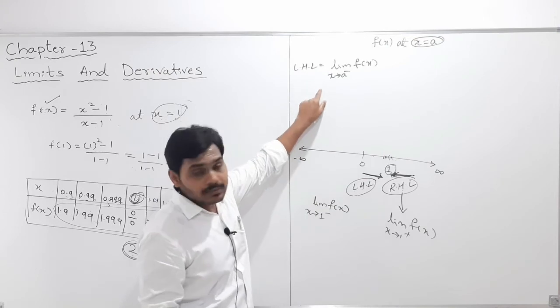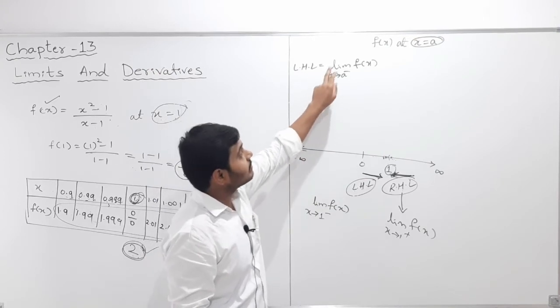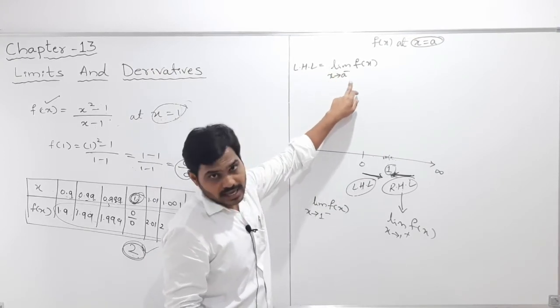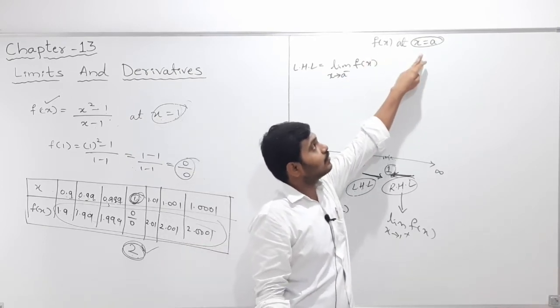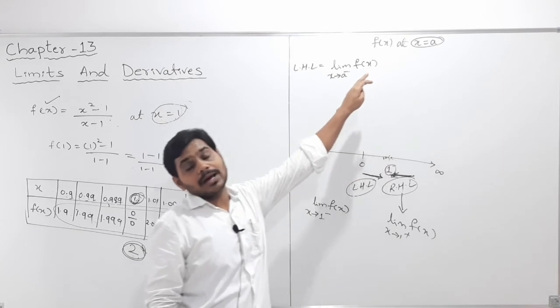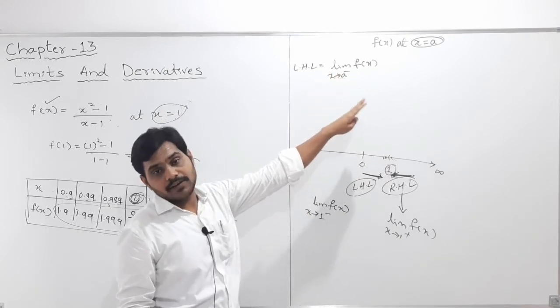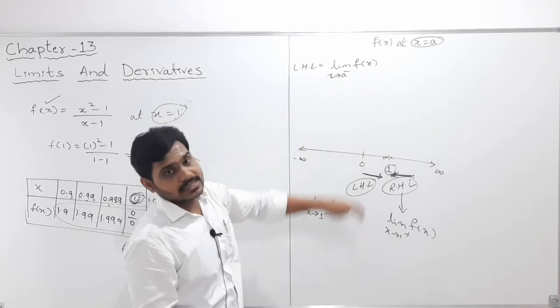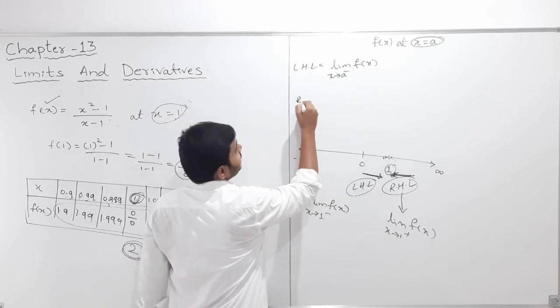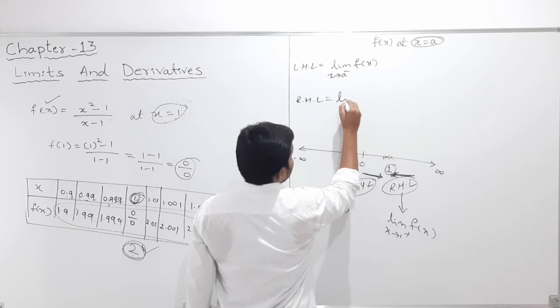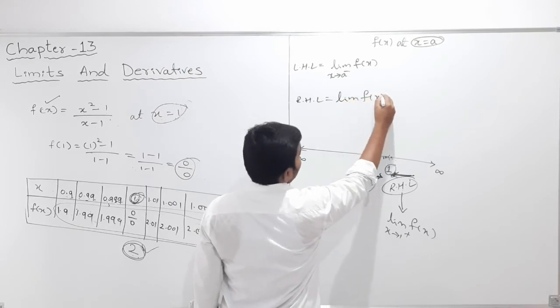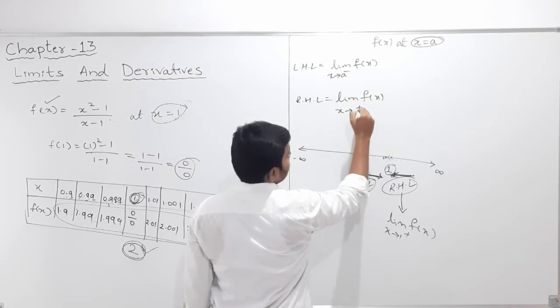So left hand limit means what? Left hand limit is the limit of f of x as x tends to a minus. This is for the general case: if we have the function f of x and we are checking the limit value at a point x equals a, we will write it like this. Similarly RHL means right hand limit, that is nothing but the limit of f of x as x tends to a plus.